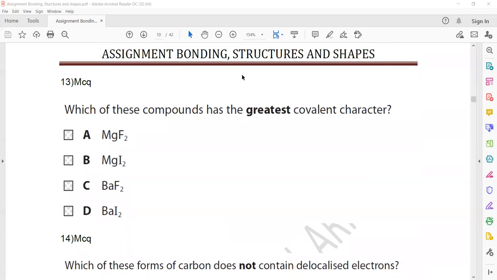Which of these compounds has the greatest covalent character? Greatest covalent character again means greater distortion. As we discussed, the size of a positive ion should be small, and the size of a negative ion should be greater. The charge: all are group 2, so magnesium will be +2, +2, +2, +2. When we compare, the charge on the positive ion is the same. That is the same for all the options, so this cannot be the comparison.